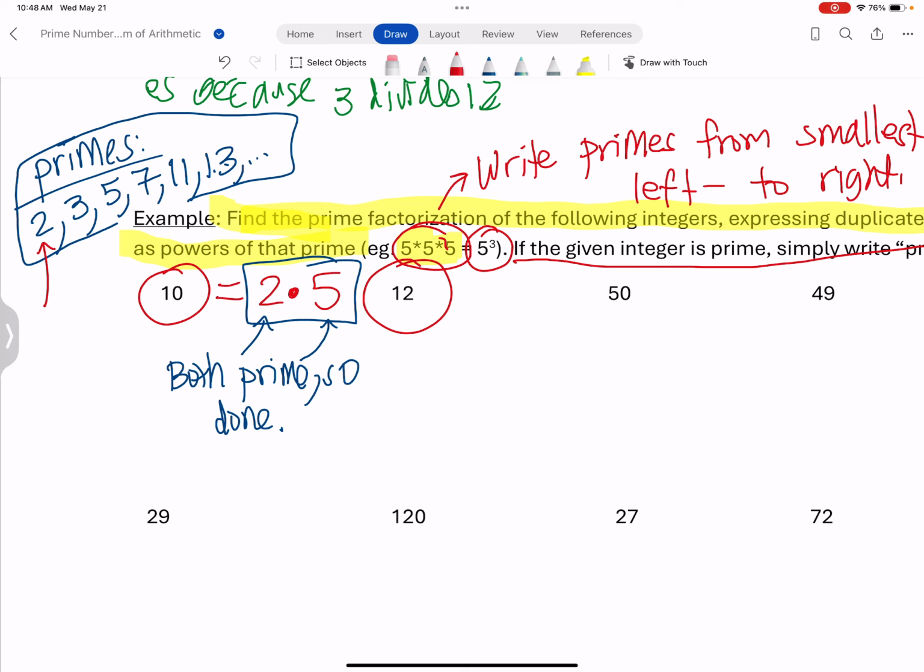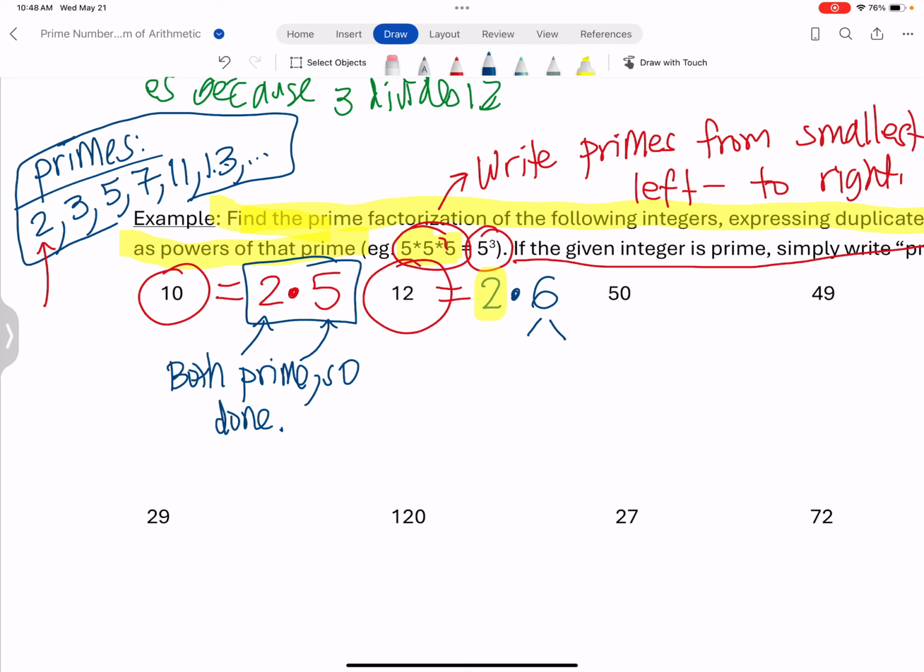Well, it is even, so yes, I think it does. 2 times what is 12, though? 2 times 6 is 12. Okay, now this is where I check. Am I done or can I keep going? Well, the first part of my prime factorization is prime, so I'm done with that. But 6 is not prime, so I actually have to break it down more.